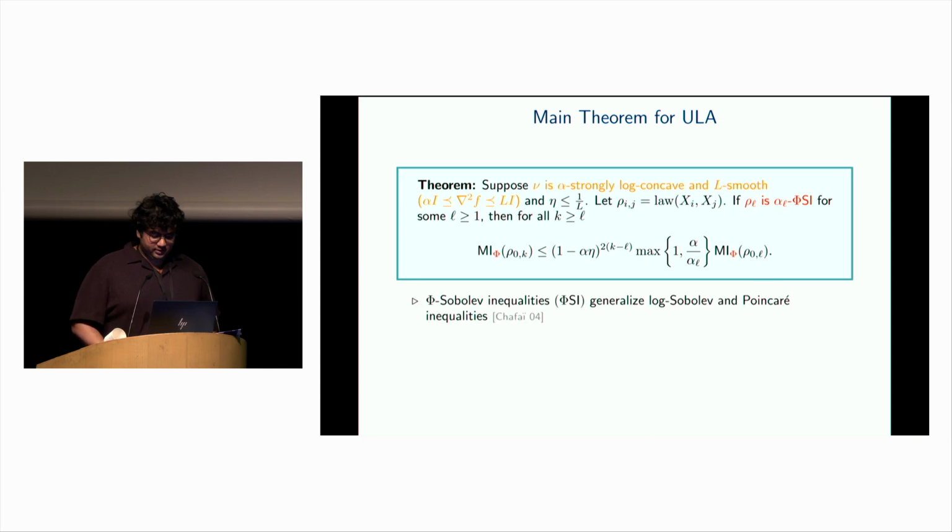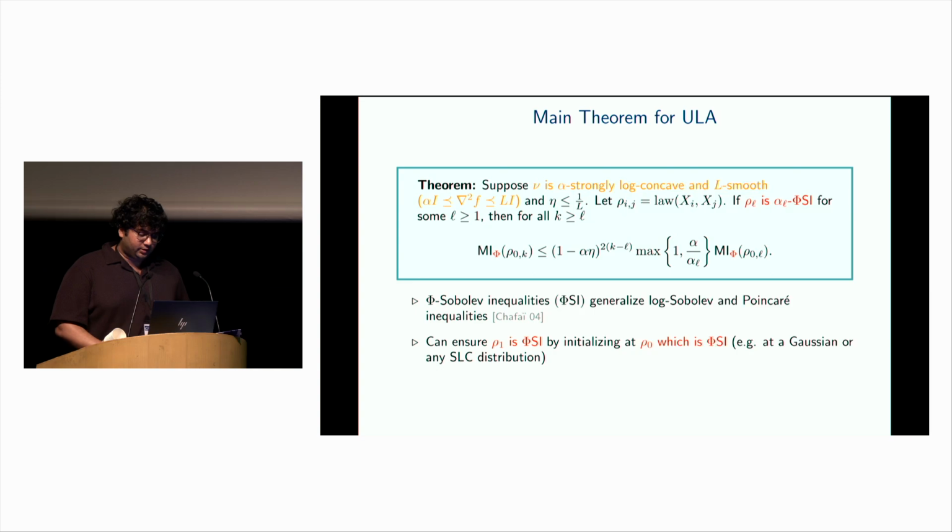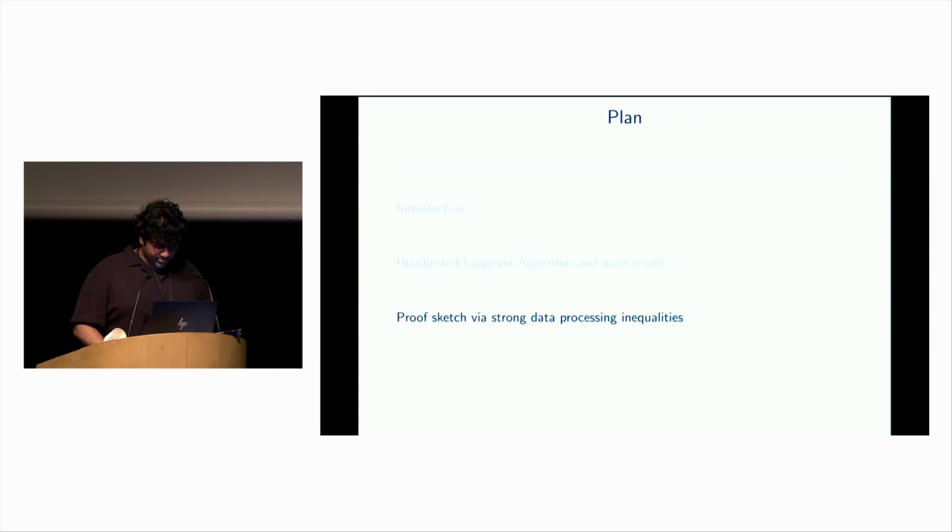And these inequalities generalize log Sobolev and Poincaré inequalities. And furthermore, you can also ensure that rho 1 itself satisfies the phi Sobolev inequality if you start your chain at a distribution which itself satisfies it, for example, at any strongly log concave distribution such as a Gaussian.